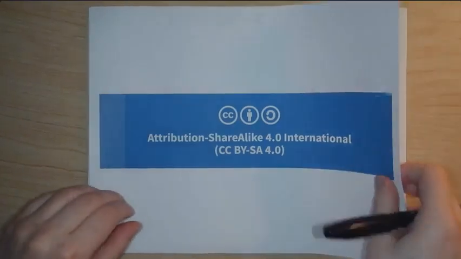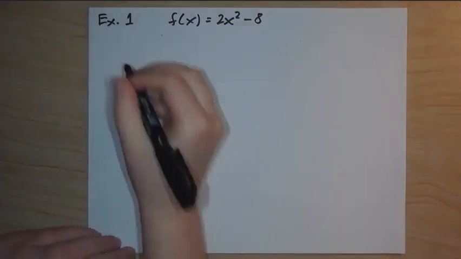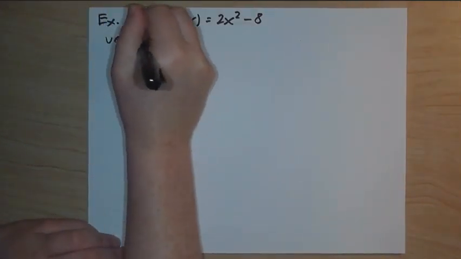This is Lab 20, Example 1. We have the function f of x equals 2x squared minus 8. We want to find the vertex, the x-intercepts, the y-intercept, and the range of this function. So we're going to find the vertex first.